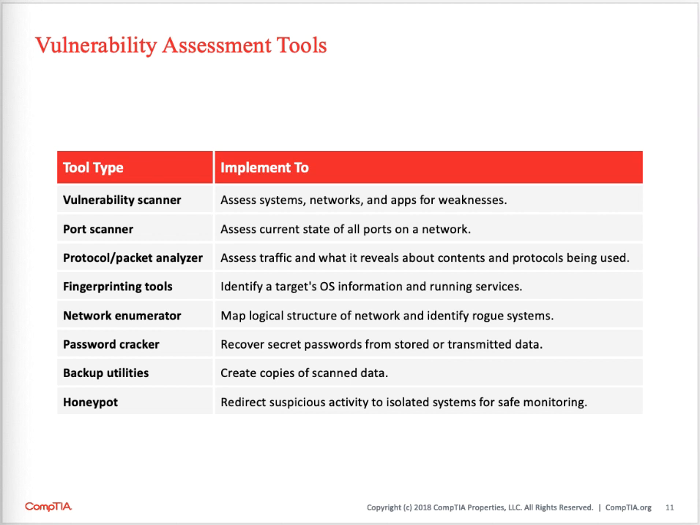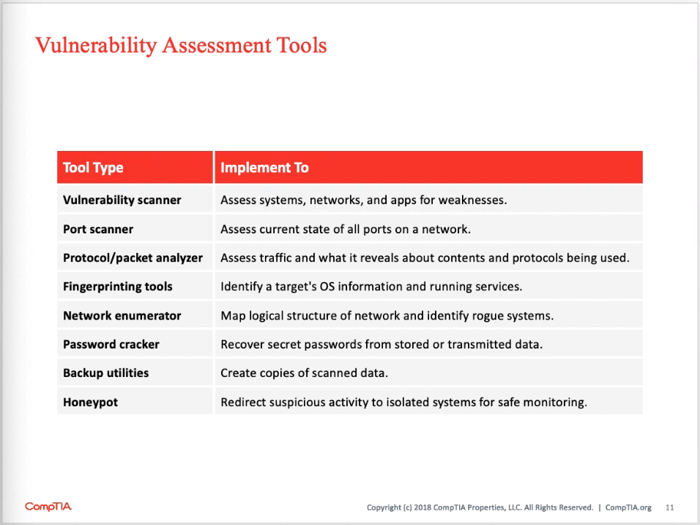Then we have fingerprinting tools. These help us identify operating system information and any running services on it. This is also called banner grabbing. There's something called a network enumerator, which helps us to map the logical structure of our network. Once we have mapped it, we can identify rogue systems on the network because, hey, we know that we don't have 15 routers, right? We only have 10. So we know that there are 5 rogue routers or access points on our system, right?